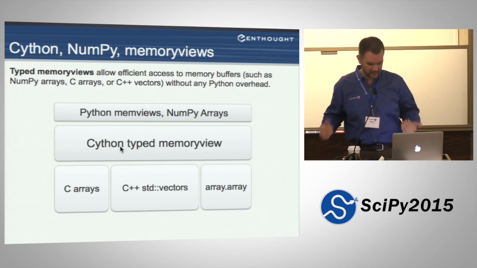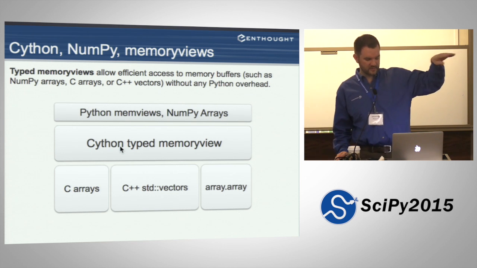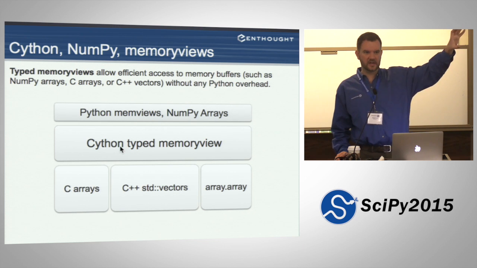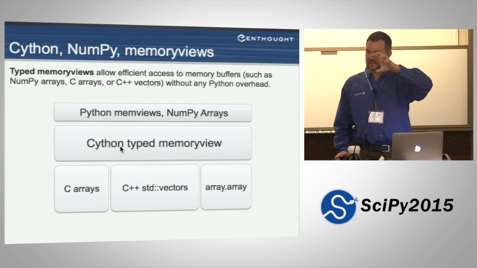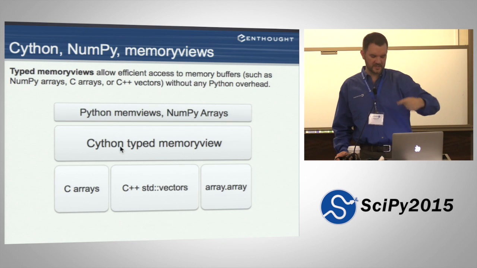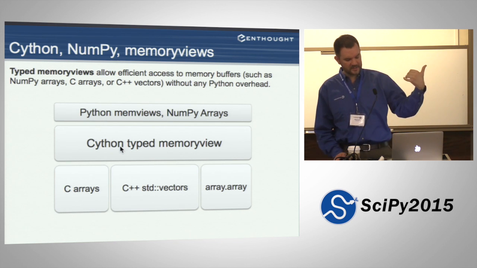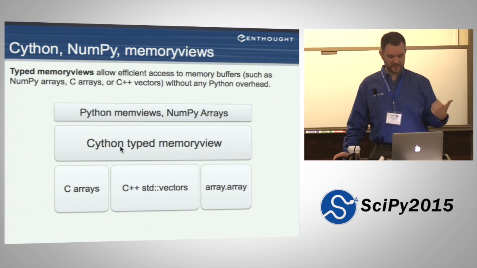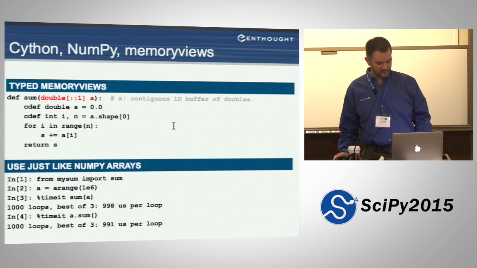So here we have a stack diagram saying we have Python memory views and NumPy arrays at the top, at the Python layer. We have this middle Python layer, which allows us to work with all these things. And then below that, we have C arrays, standard vectors, that sort of thing.